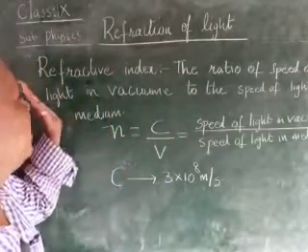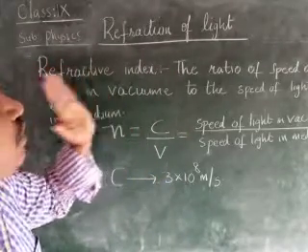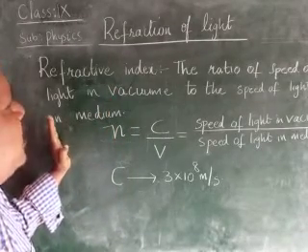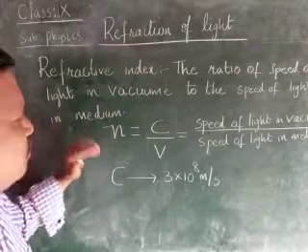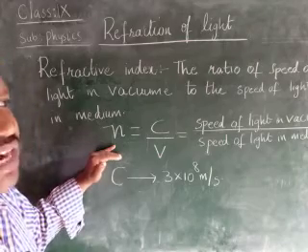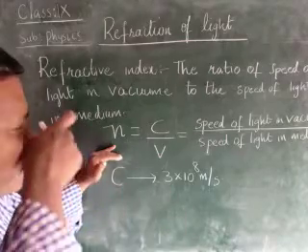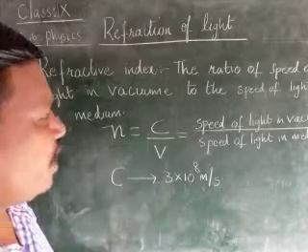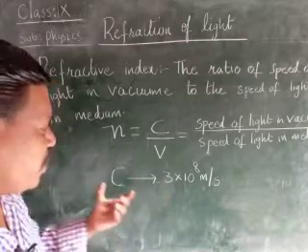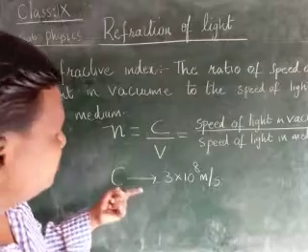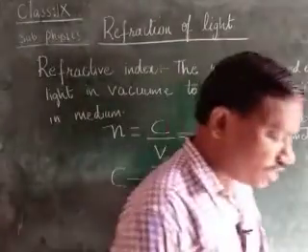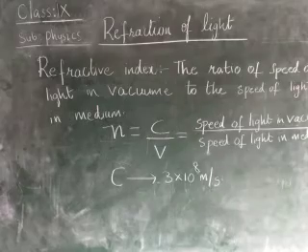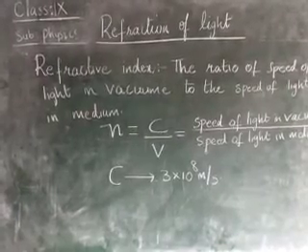I think you got the idea. The ratio of the speed of light in vacuum to the speed of the light in the medium is called the refractive index. Refractive index is denoted with n. There are no units for the refractive index. n is equal to c by v, where c is the speed of light in vacuum and v is the speed of light in any medium. Here c has the constant value, that is 3 into 10 to the power of 8 meter per second, children.